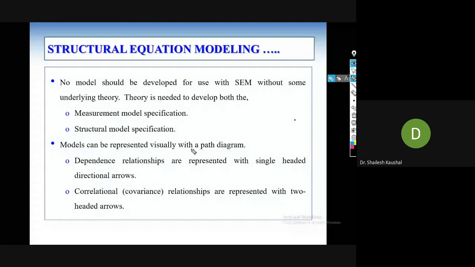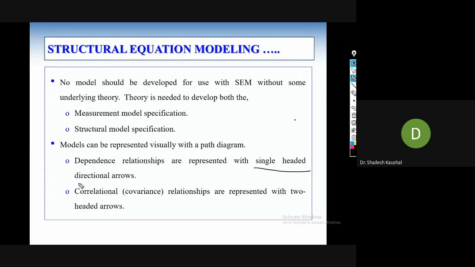A model can be represented visually with a path diagram. Path diagram means, like in multiple regression analysis, I converted it into a path model. Dependence relationships are represented with a single-headed arrow, and covariance with a two-headed arrow. What does it mean? So this is my model. This is factor F1, F2, F3, and this is F4.